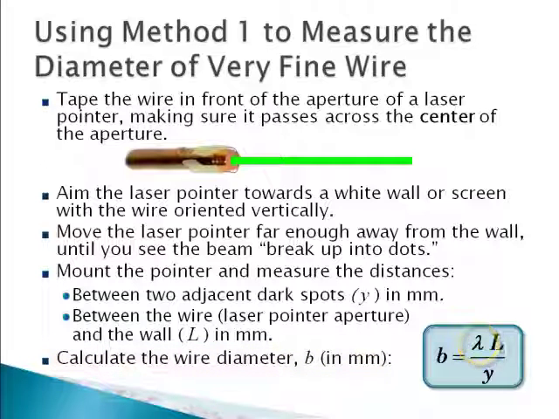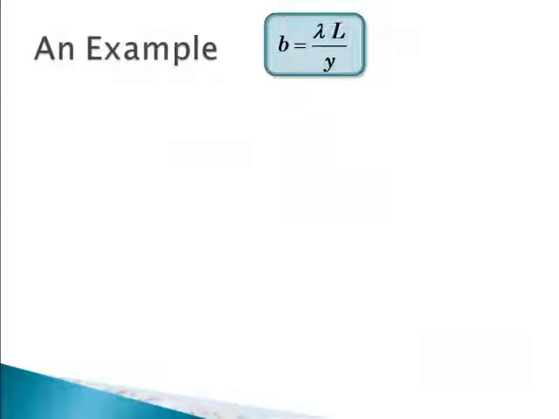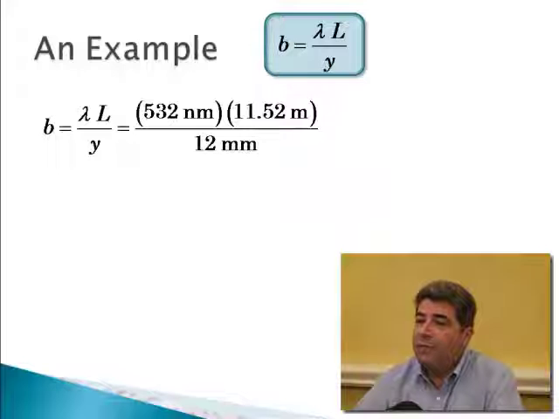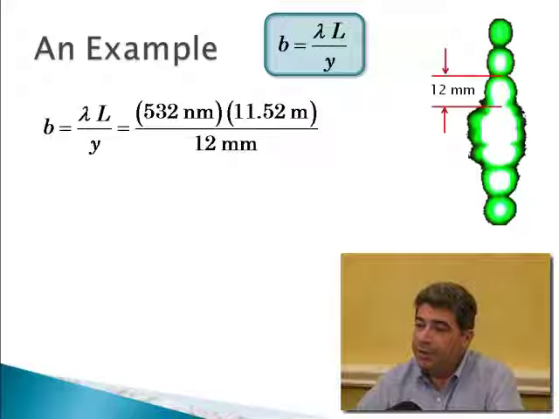So let's look at the example with measurements that we took here in the lab. The wavelength of the laser pointer was 532 nanometers. That was a green laser. The distance between the laser pointer and the aperture was 11.52 meters. And then the distance between the two adjacent dark fringes was 12 millimeters.